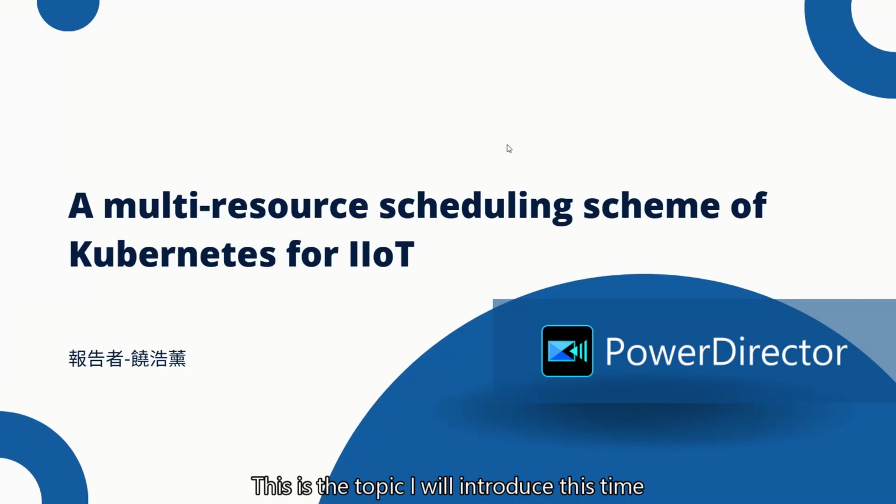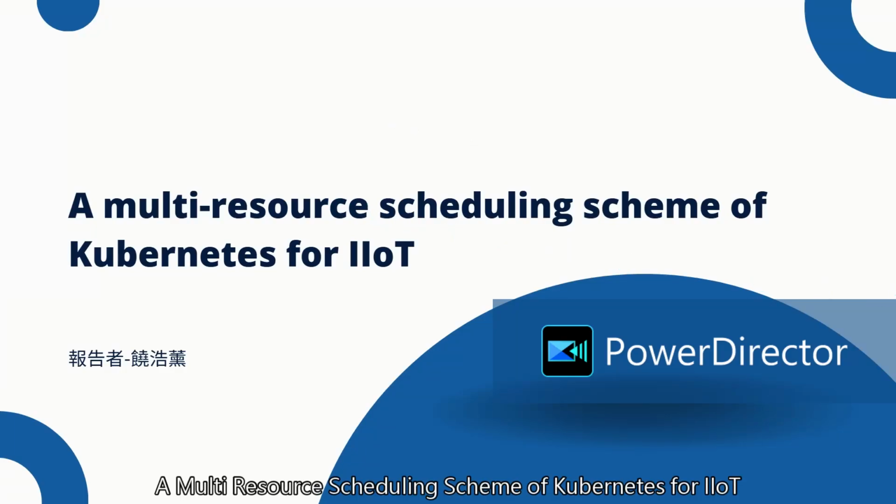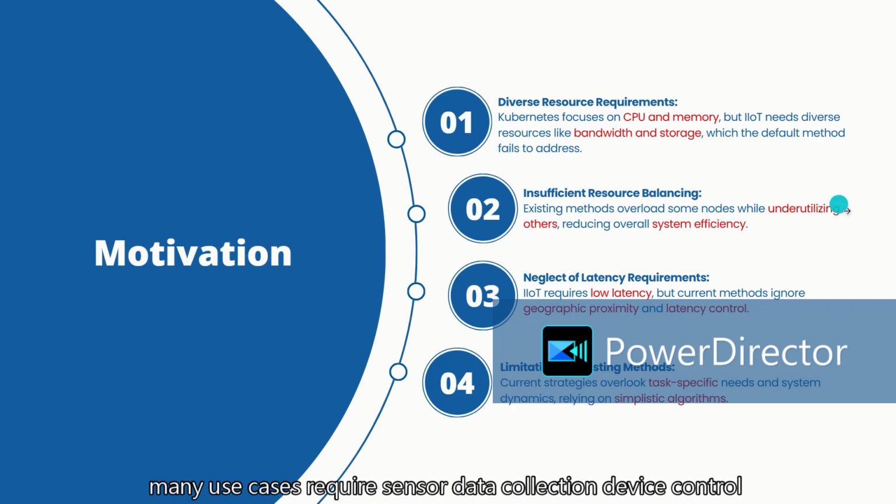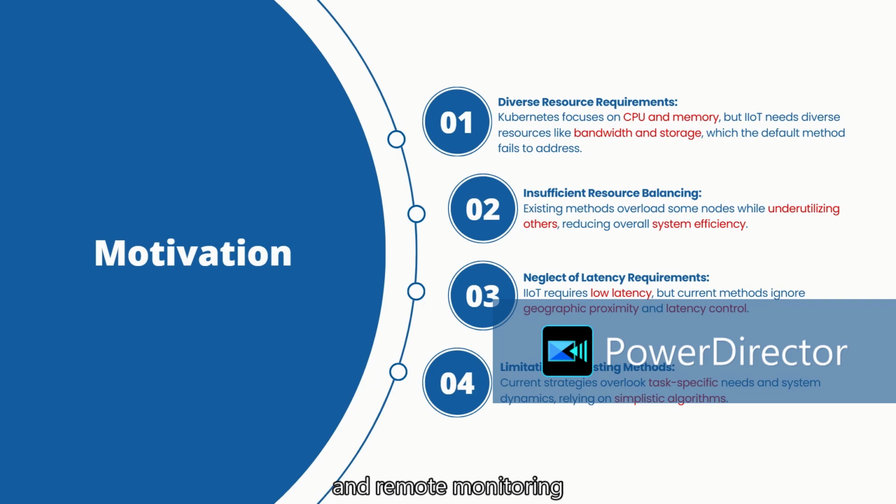This is the topic I will introduce this time, a multi-resource scheduling scheme of Kubernetes for IoT. First, I will introduce the motivation of this paper with the rapid development of IoT data applications. Many use cases require sensor data collection, device control, and remote monitoring.